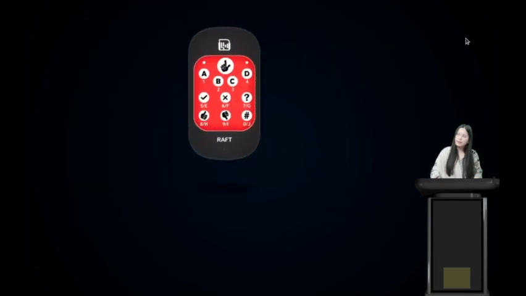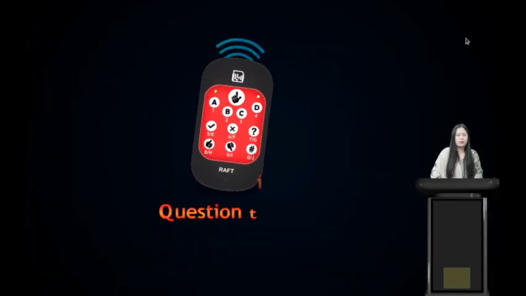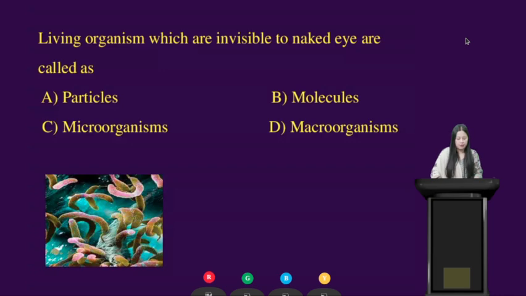Alright, students, we have the first question for today. Please get your rough devices ready. The question is, living organisms which are invisible to the naked eye are called which of the following? We have four options. Option A is particles, option B is molecules, option C is microorganisms, and option D is macroorganisms. I'm giving you 20 seconds to respond to this question. Students, your time starts now.